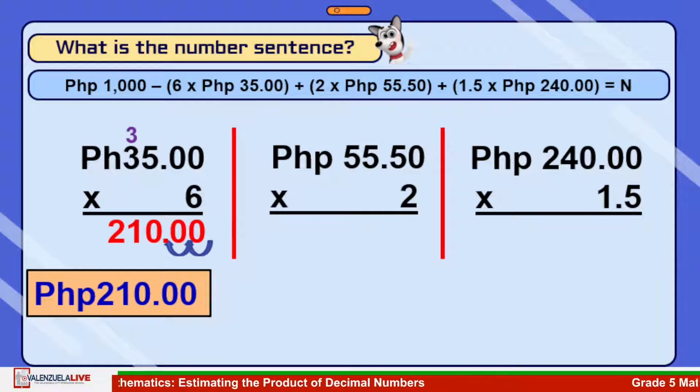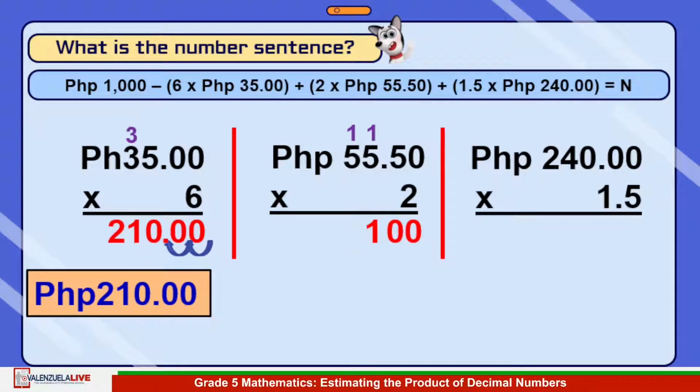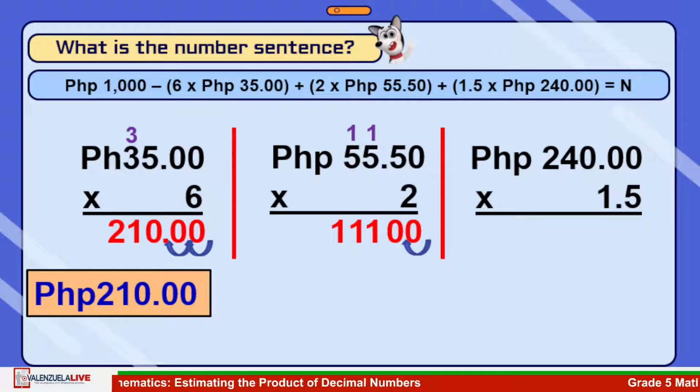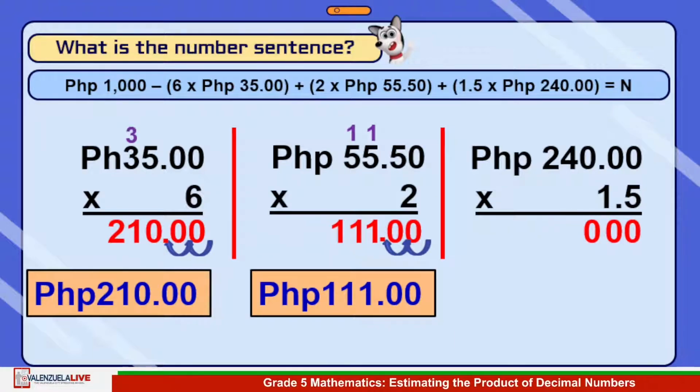How about 2 times 55 pesos and 50 cents? We have 1 0 and then multiply 2 times 5. We got 10. 2 times 5, 10 also, plus 1, it will become 11. Then 2 times 5 is also 10, plus 1 equals to 11. Then move the decimal point twice. We have 111 pesos. Last one, 1 and 5/10 times 240 pesos. We have 3 zeros. Multiplied 5 times 4 is equal to 20.